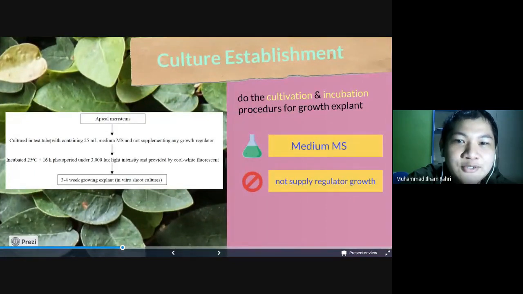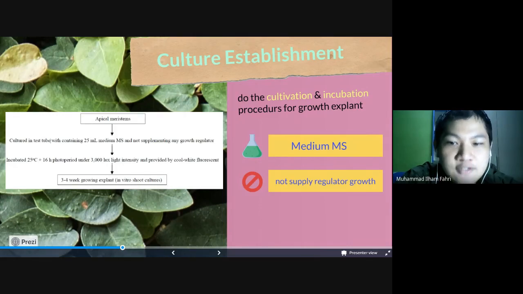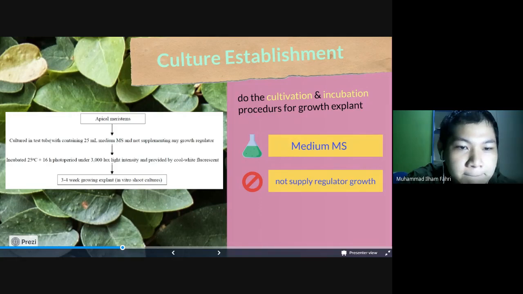The second, culture establishment. Do the cultivation and incubation procedure for the growth of the explant. So the key is we use the MS medium and do not supply growth regulators. This is the flow chart for this stage. Next.